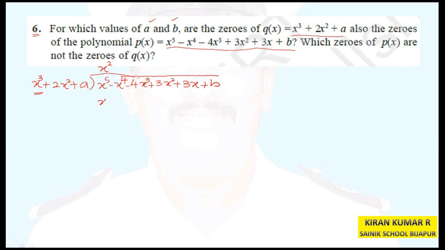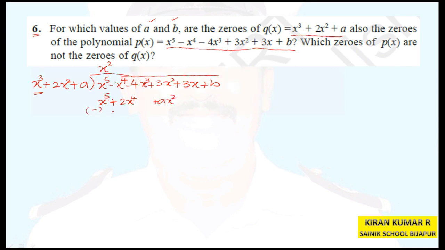So we get x raised to the power 5 plus 2x to the power 4. If I multiply this x square to a, we get a times x square, but then you observe here there is no cube term. So in the place of the cube term, I will leave it blank. Then I will write below the x square term, plus ax square.